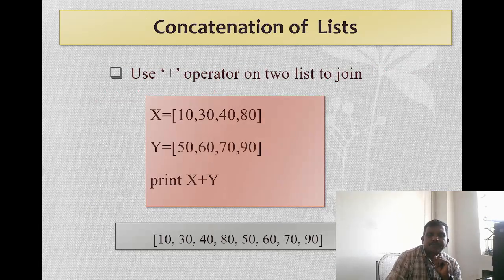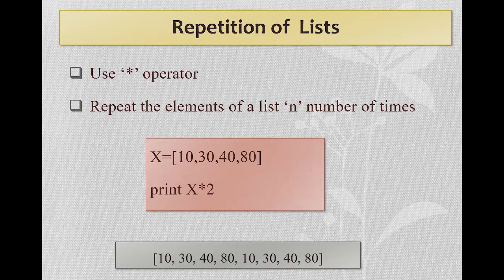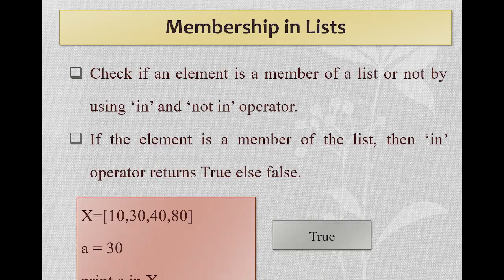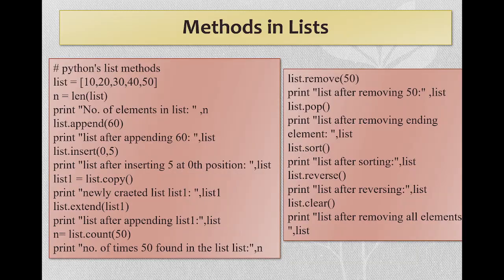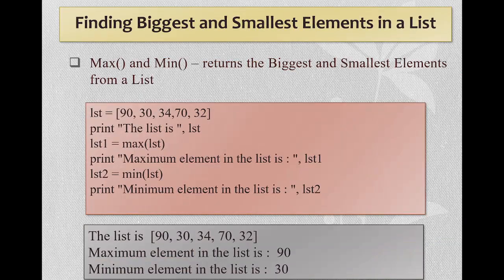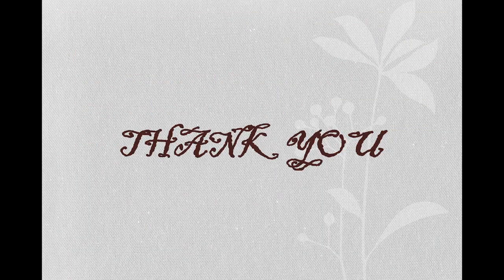Use the plus operator on two lists to join them, which is used to concatenate. For repetition of a list, you can use the star operator to repeat the values. Membership means checking whether a value is there or not, so that is why we use the membership operation. These are some methods used on a list, such as finding the biggest and smallest elements in the list, and sorting the list. That's all about the list operations. Okay, thank you.